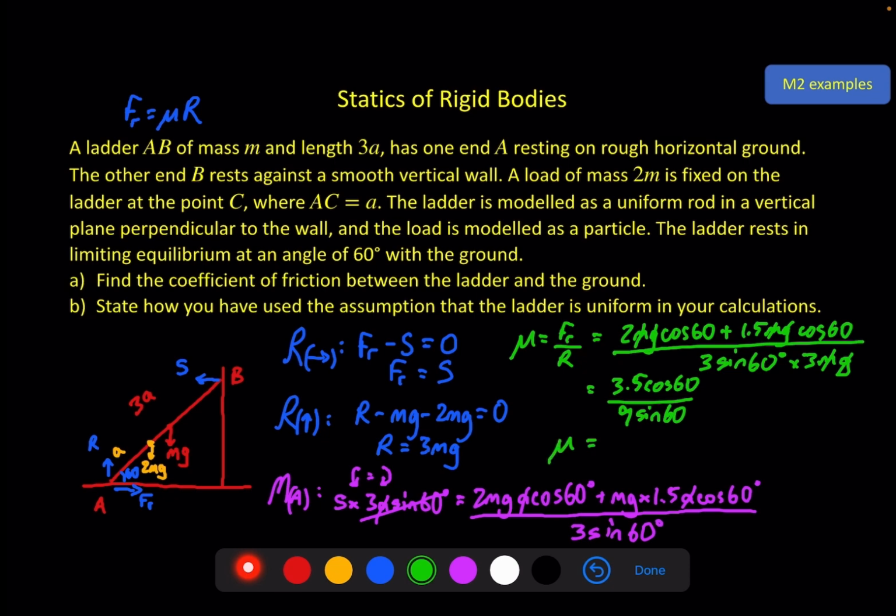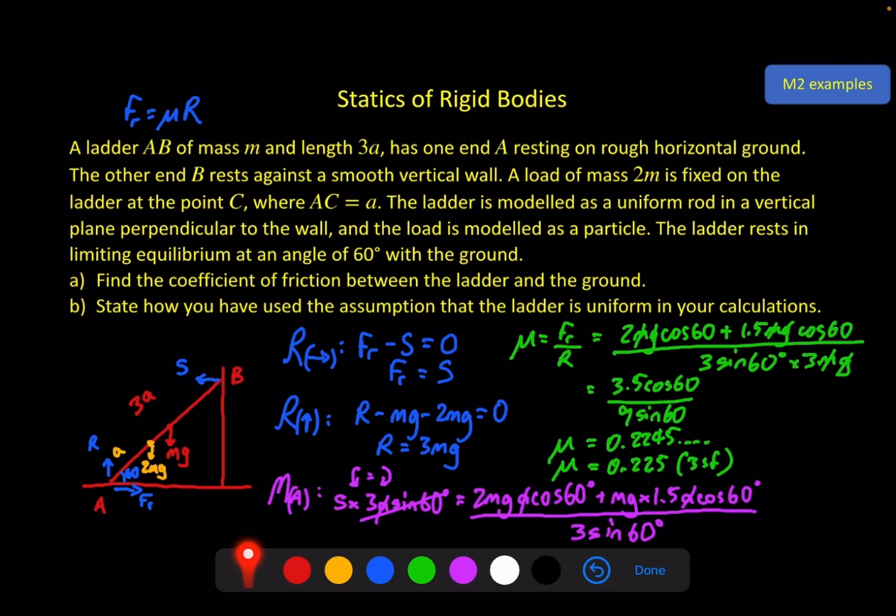And then if I put that in my calculator, we get 0.2245 dot dot dot. And although we haven't used 9.8 for g in this calculation, I'm going to round it, and I will do 3 significant figures. And that is the final answer for part A.